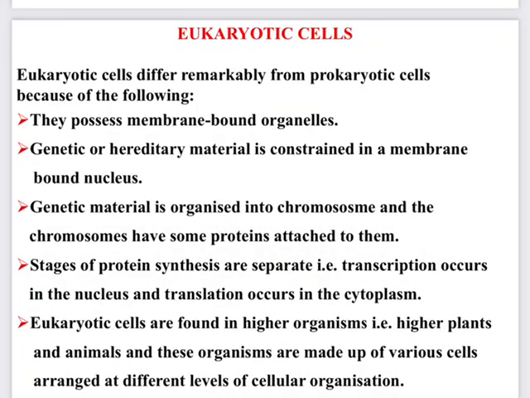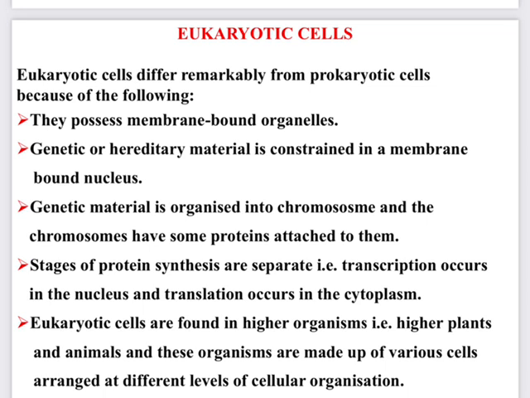Now, the eukaryotic cells. Eukaryotic cells differ from prokaryotic cells in the sense that they possess membrane-bound organelles. Then again, they have a nucleus. Inside the nucleus, that's where their DNA is found. Their genetic material is organized into chromosomes, and the chromosomes have some protein attached to them, like histone protein. Unlike prokaryotes that lack histone protein, eukaryotic cells have histone proteins.